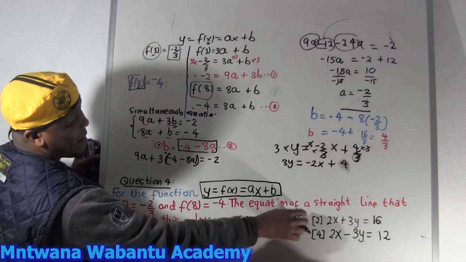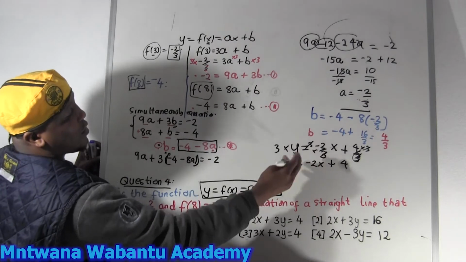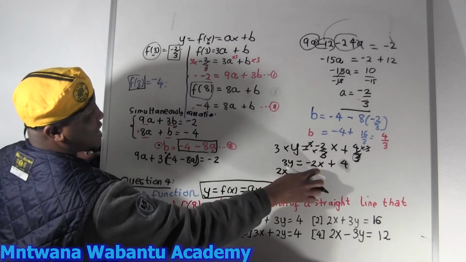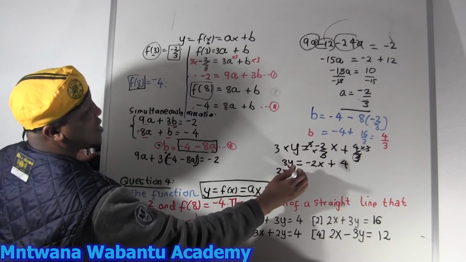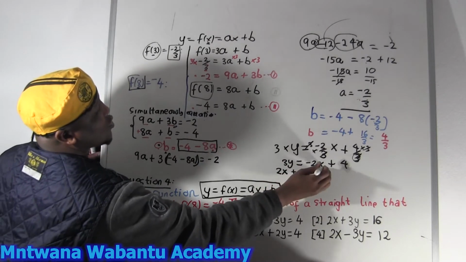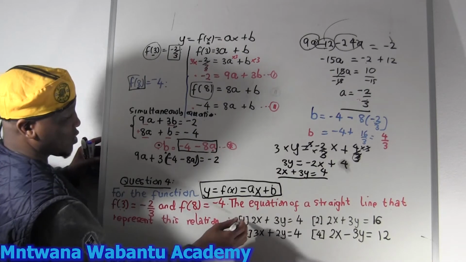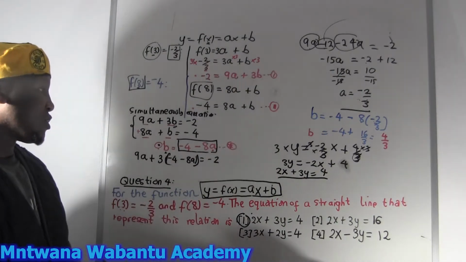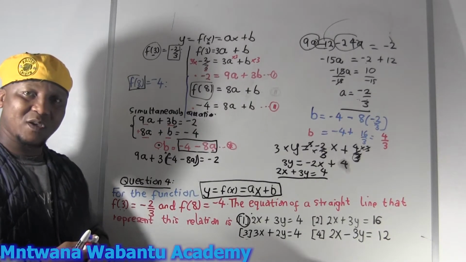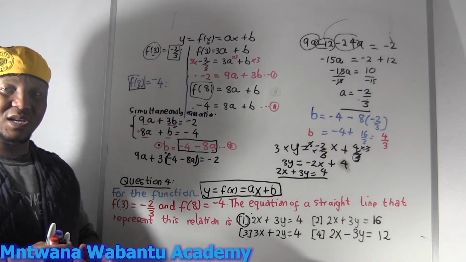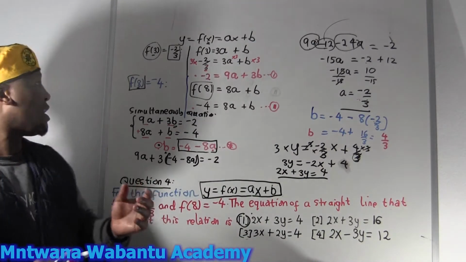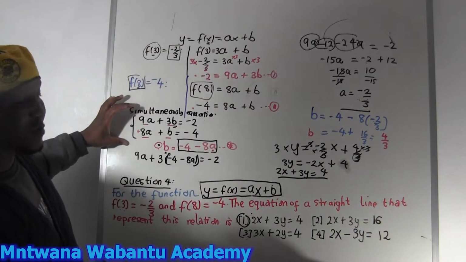Because the number must be alone. So this is going to come over. When it goes over here, it's going to become 2x, because negative, when it comes over, is going to be positive. And then 3y equal to positive 4. And this is going to be option 1. You know what I'm saying? If you have a question, or a little confusion about simultaneous equations, please let me know.